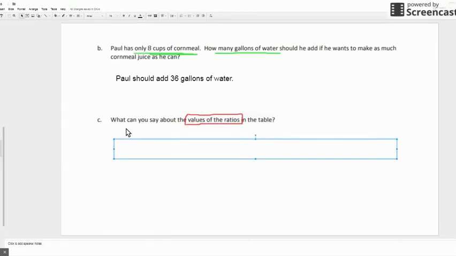So that's what it's asking. What should we notice, or what can we say about them? We can say that the value of each of the ratios is equivalent. It should be: the value of the ratios are equivalent. We know that because we could do the division of all of them. If we developed them all from the beginning one, they all have to be equivalent.